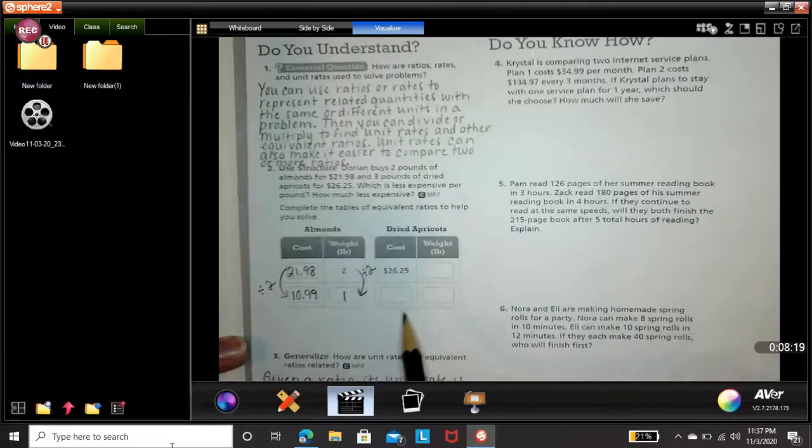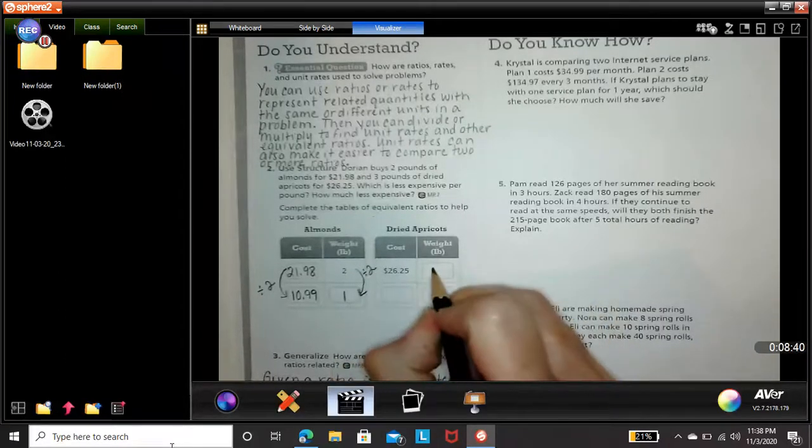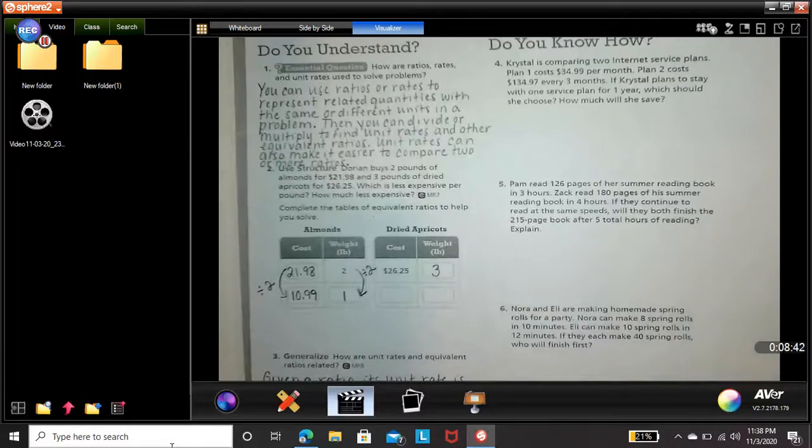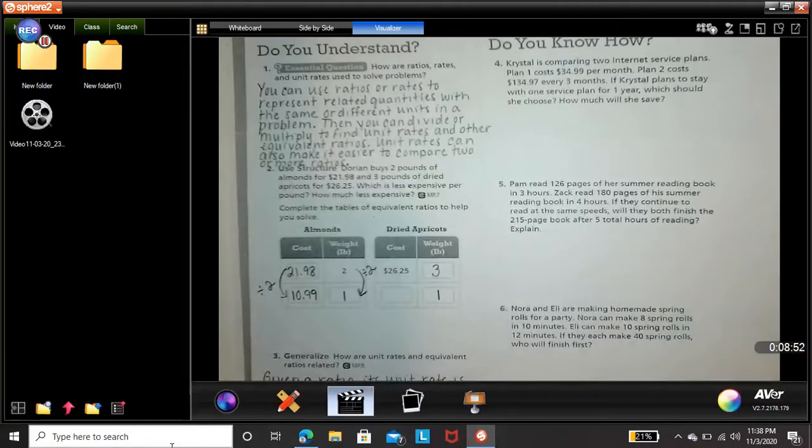Next, we're going to follow the same process with the dried apricots. Here, they give us the $26.25 as the cost of our purchased apricots. We need to fill in the weight, which is given to us in our word problem. That cost is for 3 pounds of apricots. What we're solving for again is the unit rate, the cost for 1 pound.